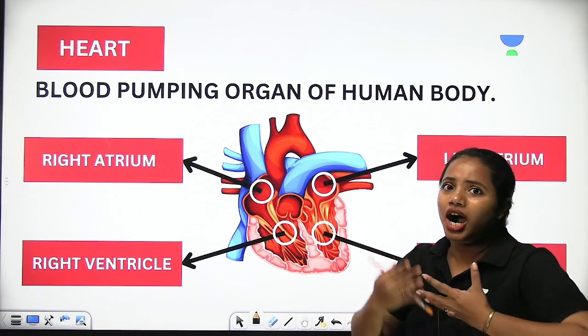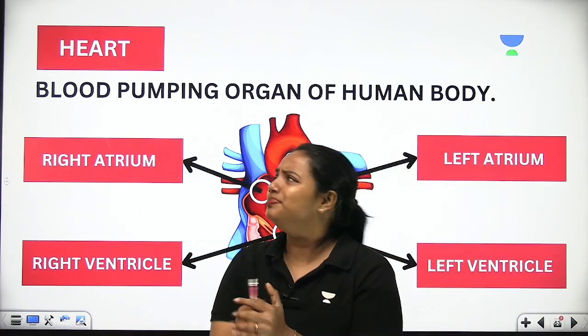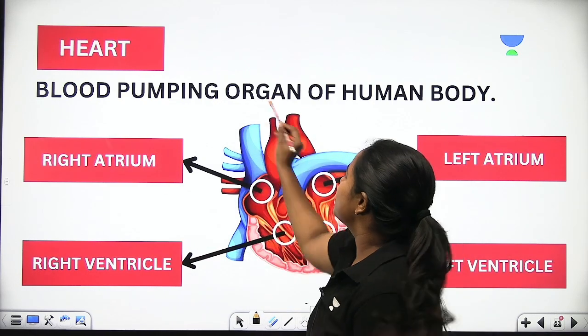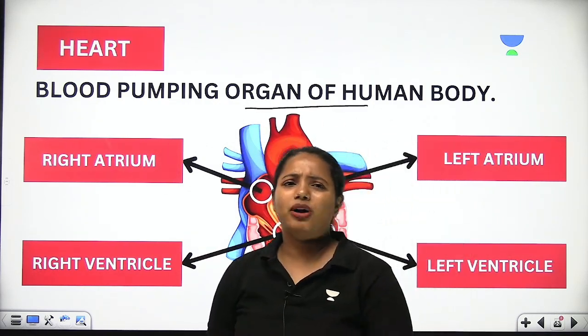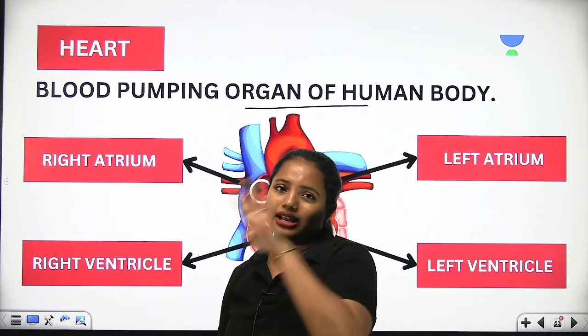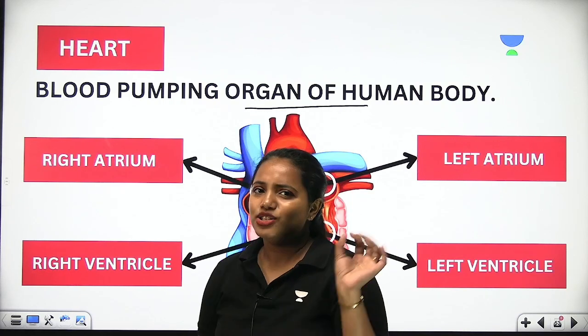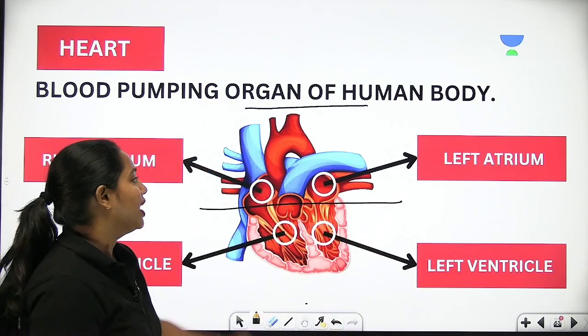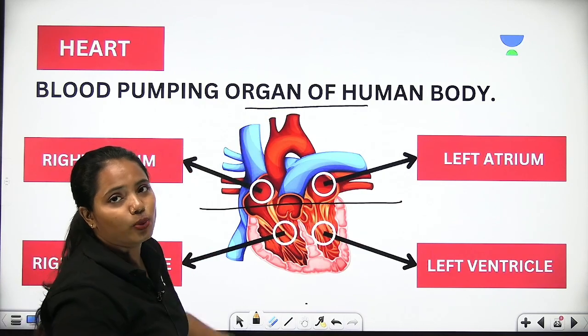It's all about the heart. So what is the heart? It's nothing but the blood pumping organ of the human body. So please write it down. If you talk about the basic chambers of the heart, there are 4 in number. What are they? Let me break it down for you. We have to divide into 2 parts first: the upper chambers and the lower chambers.